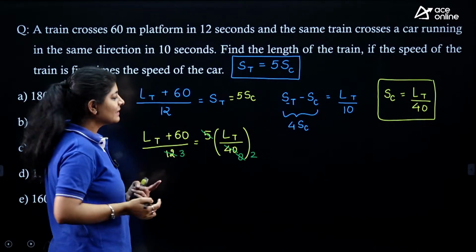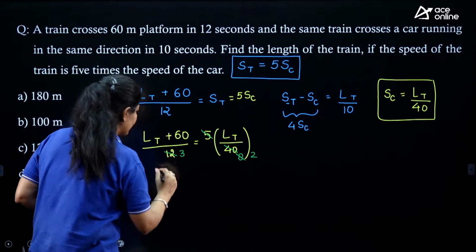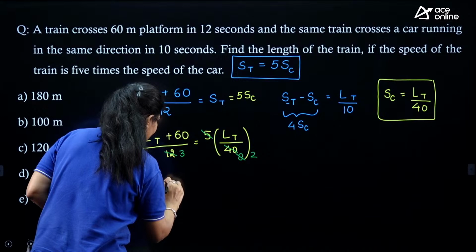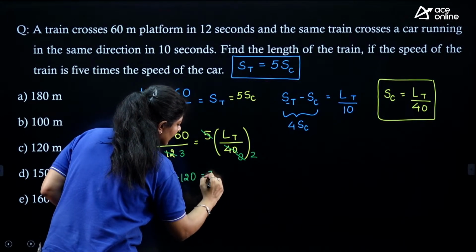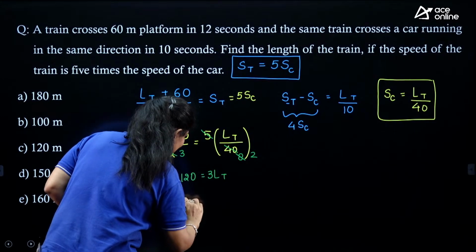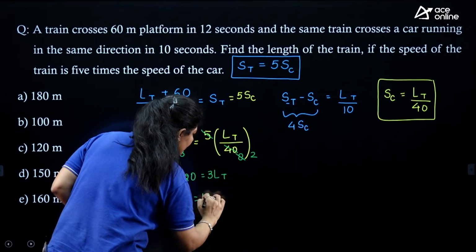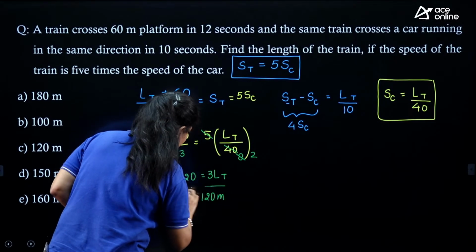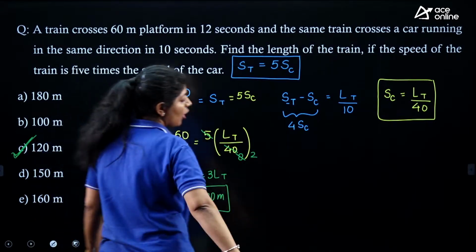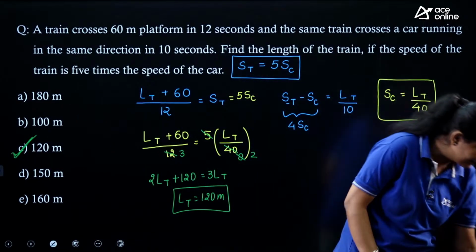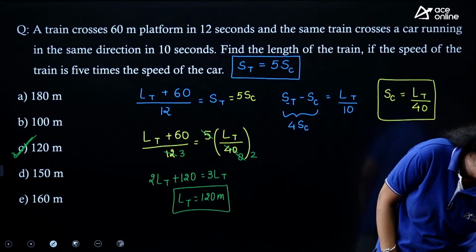Now I will simply do the cross multiplication over here. So, 2LT plus 120 is nothing but 3LT. So ultimately the length of the train that we are getting over here is 120 meters. Option number C is the correct one.